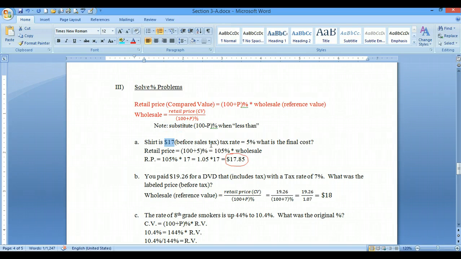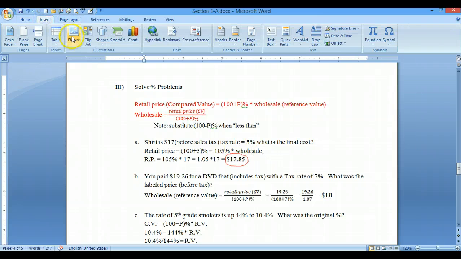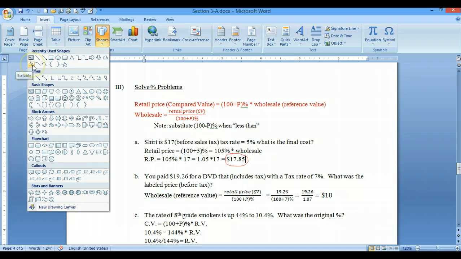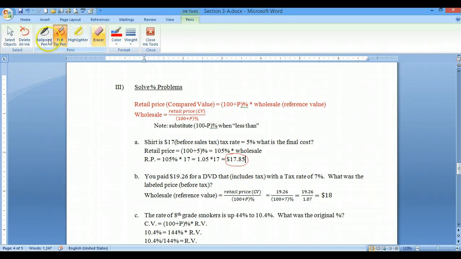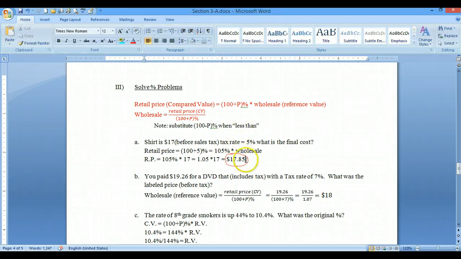100% of $17 is the cost of the shirt. Plus, now I have 5% of that cost for the sales tax, so I end up paying 105% of the wholesale, which was $17. So 105% times 17, or changing that to a decimal, is 1.05 times 17, gives me my answer of 17.85. In this case, I went ahead and circled it using my shape and my squiggle, changed it to a red. There are some of you who might have an inking function where you can change and circle this way. It's up to you. Some way to define that that's the answer.